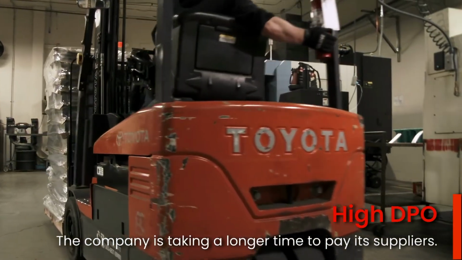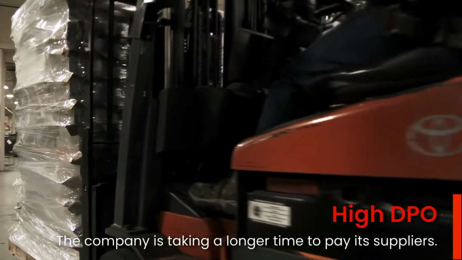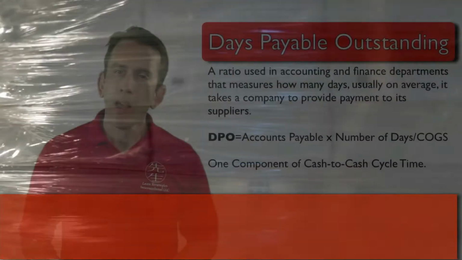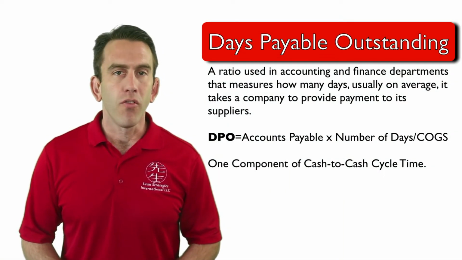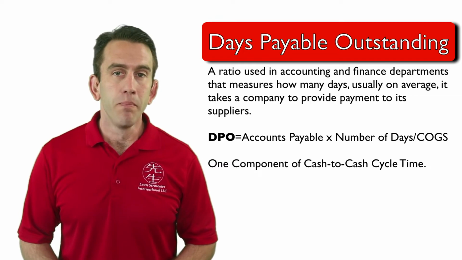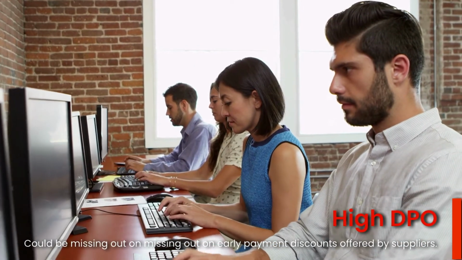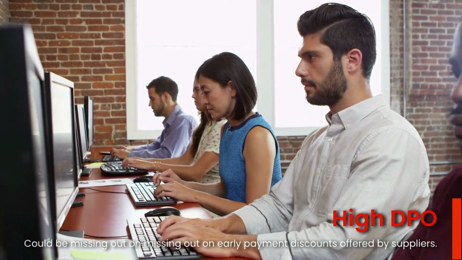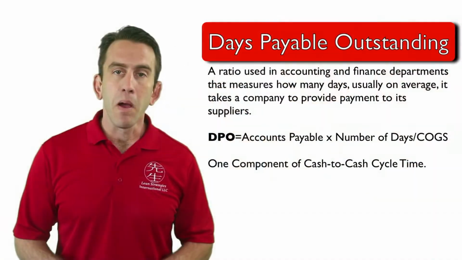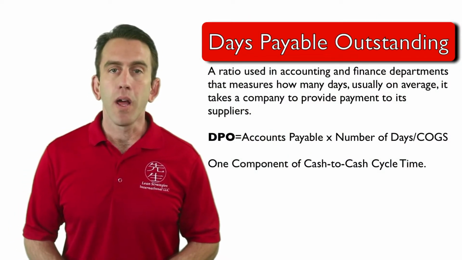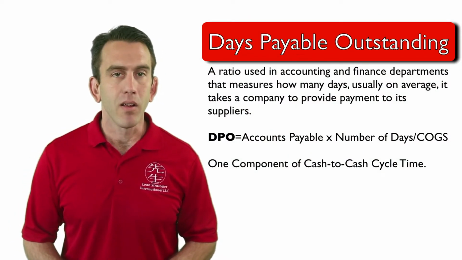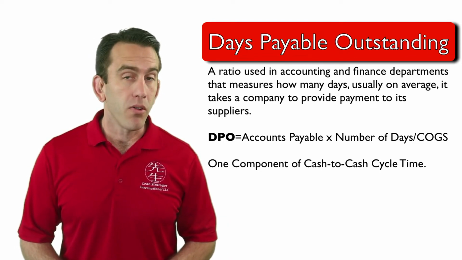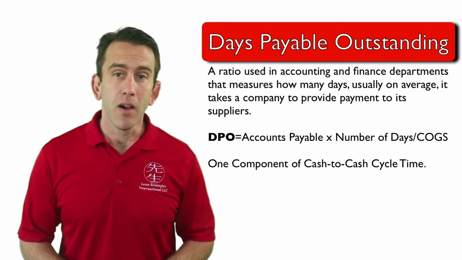Of course, if a company takes longer to pay its suppliers, they are better able to invest cash for a longer period of time. However, this may not be beneficial for a buyer-supplier relationship. For example, a company with a high DPO may be missing out on early payment discounts offered by their suppliers. It's important to remember that DPO can vary quite a bit between industries and practices. As such, there is no standard number that represents a good or bad DPO.